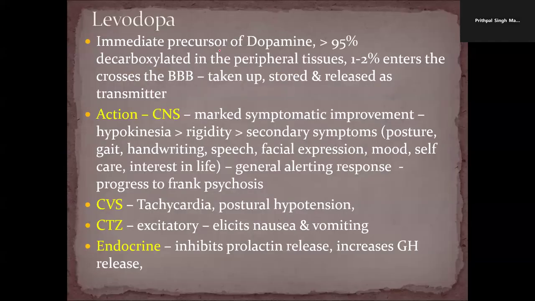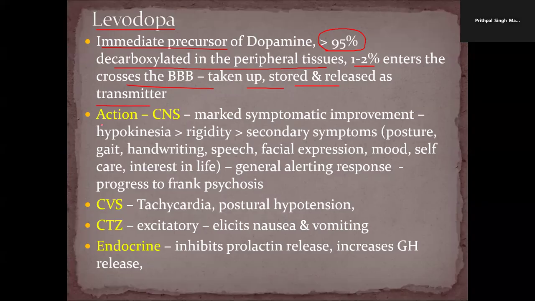Let's talk about the first drug that we use in Parkinson's disease, levodopa. But the problem is that 95% of this particular drug is decarboxylated peripherally. That means only 1 to 2% enters the neurons, where it is taken up, stored, and released. Dopamine itself is not used because dopamine cannot cross the blood-brain barrier.